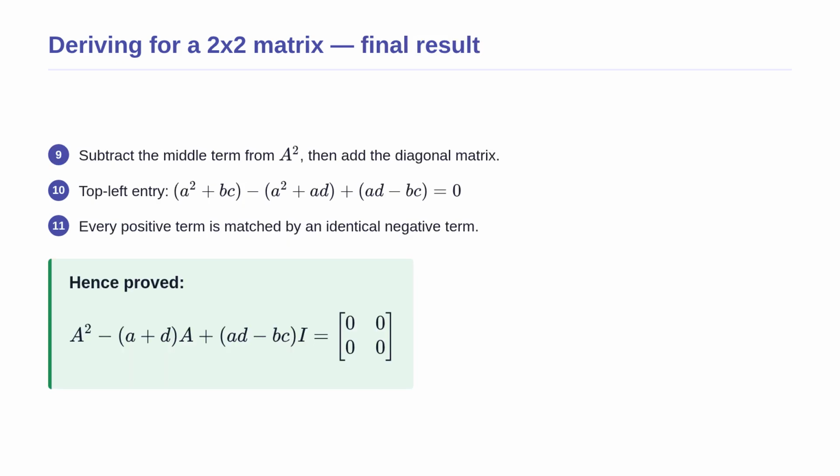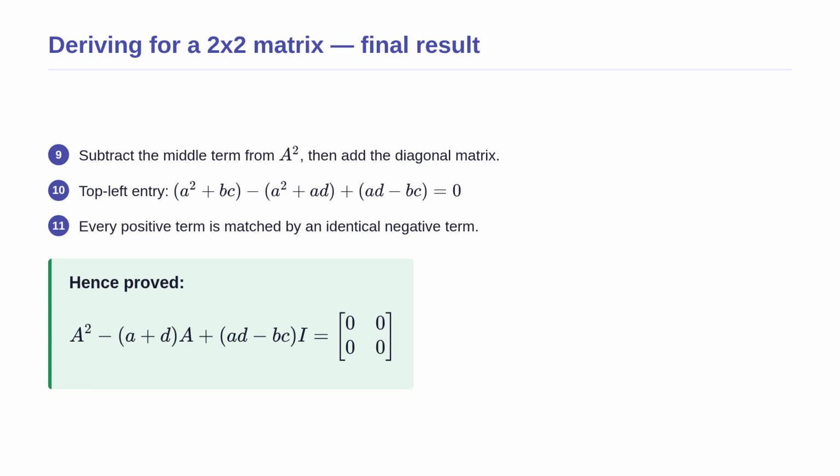In this final chunk of the proof, we combine all the matrices we just calculated. We subtract the middle term from our squared matrix and add the final diagonal matrix. If we look closely at the top left entry, the A squared and AD terms perfectly cancel out with the negative terms, leaving exactly 0.